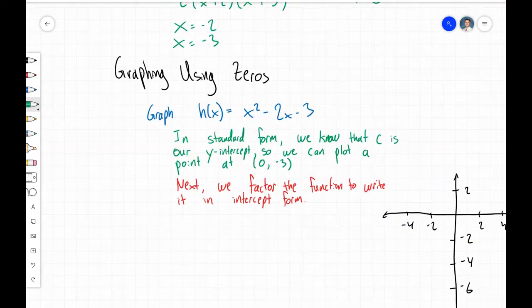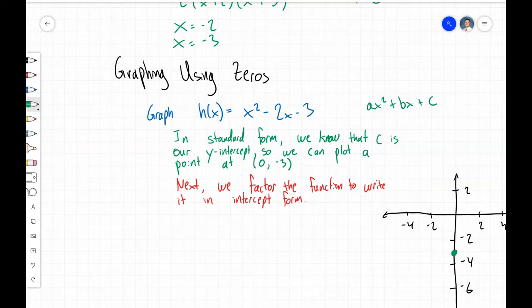All right, now let's look at this next example, graphing using zeros. So we want to graph h of x equals x squared minus 2x minus 3. So this is currently written in standard form. And if you remember, standard form, ax squared plus bx plus c, that c value is always our y-intercept. So we know that our y-intercept here is going to be 0, negative 3. And we could go ahead and graph that. So we have our y-intercept.